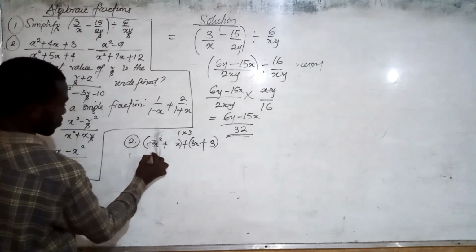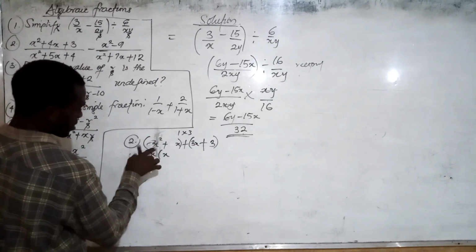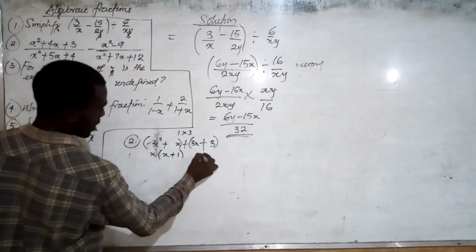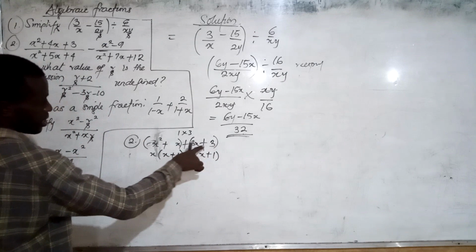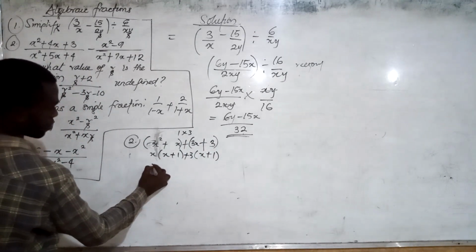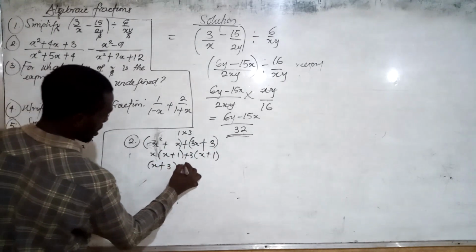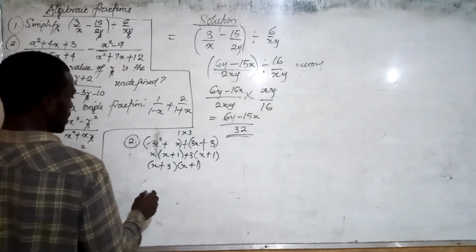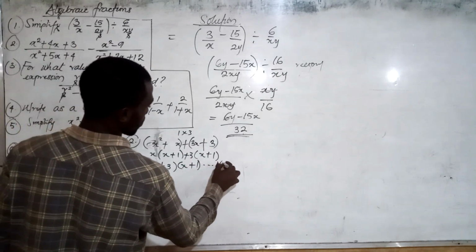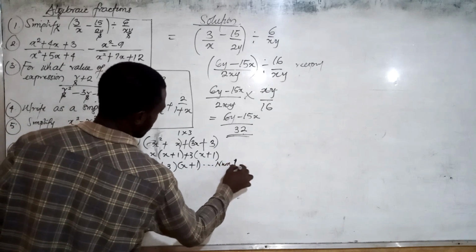So when we factorize this, we have x into bracket x plus 1, and x plus 1 is here as well. So basically it repeats that. Then 3 is common, so bring out 3. So we have x plus 3 and x plus 1. Those are our first factors, right? Then this is the numerator, the first numerator, num 1. Let's name that num 1.